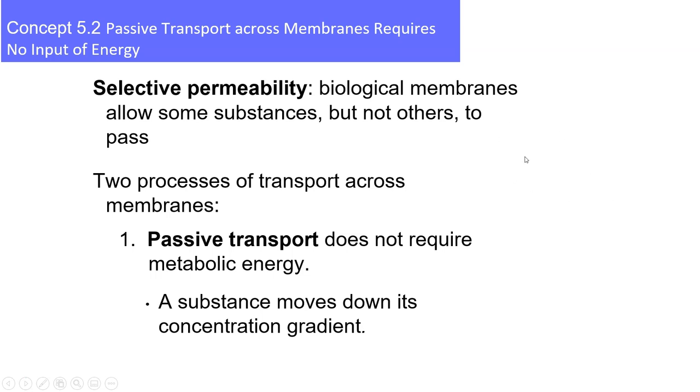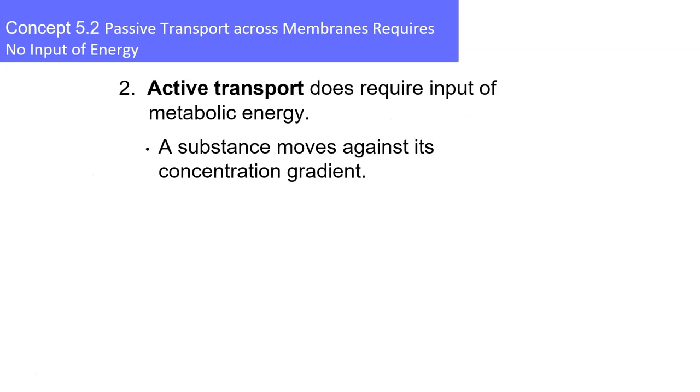So as it goes from high to low, that requires no energy. It's like going downstairs, going down a stream, not much effort. That works great. Active transport requires energy. It requires some effort. It's like going uphill, because you're going to go from low to high.